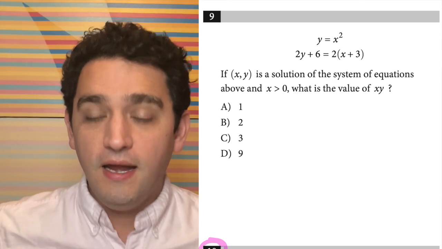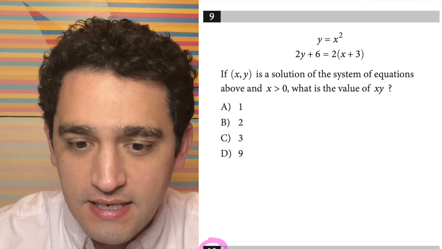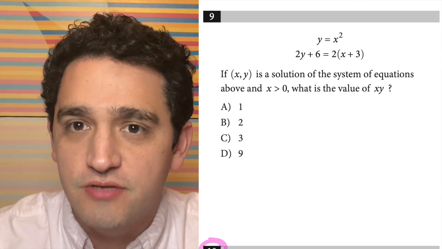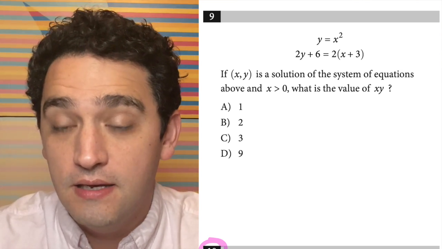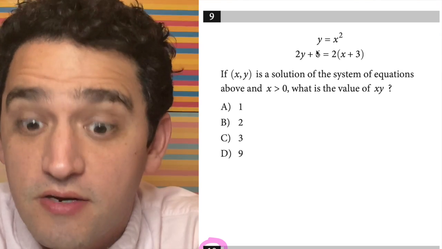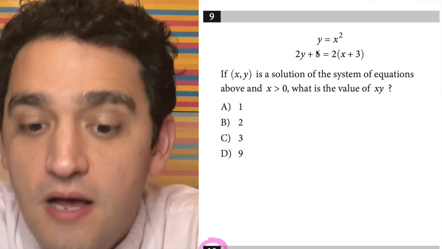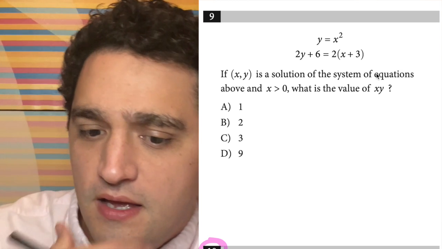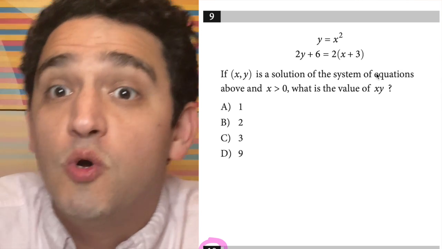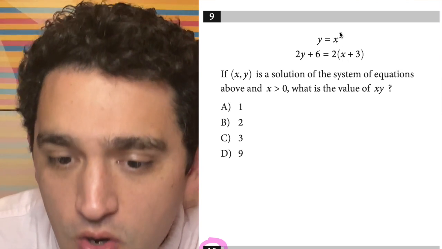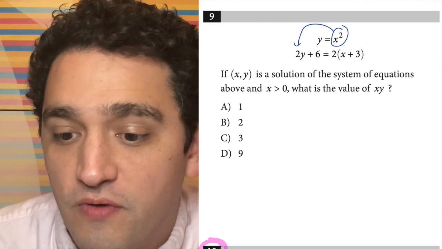Now with number 9, looks like we have a system of equations, y equals x squared, 2y plus 6 equals 2 times x plus 3. Notice they're asking for not x, not y, but x times y. So we ask ourselves, what kind of functions do we have? Up top we have a quadratic function. On the bottom this is a linear function. And it looks like we have to solve for both x and y. Let's do it by substitution. If y equals x squared, we can plug in x squared for y over here.